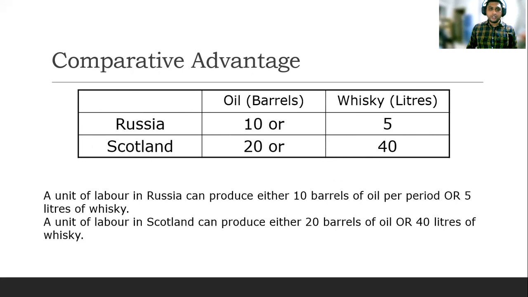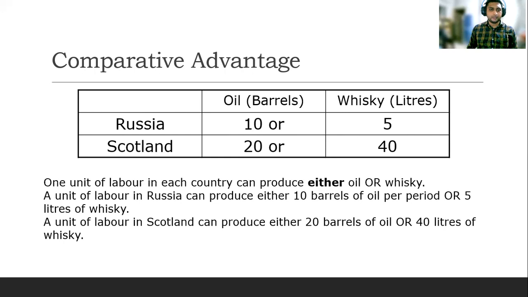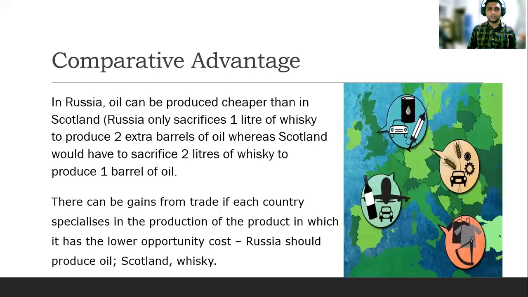And if we see the Russia and Scotland's comparative advantage, a unit of labor in Russia can produce either 10 barrels of oil per period or 5 liters of whiskey. On the other hand, a unit of labor in Scotland can produce either 20 barrels of oil or 40 liters of whiskey. A unit of labor in each country can produce either oil or whiskey. A unit of labor in Russia can produce either 10 barrels of oil per period or 50 liters of whiskey. A unit of labor in Scotland can produce either 20 barrels of oil or 40 liters of whiskey.